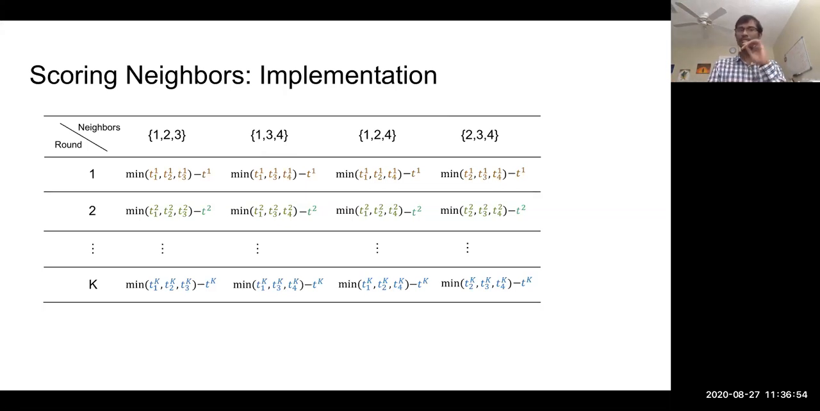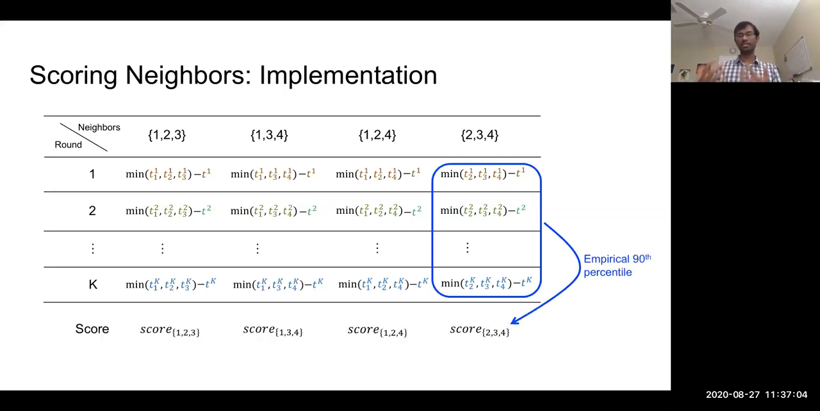Okay. And notice now these are all normalized timestamps. These are not absolute timestamps anymore. And once we have this new table, the score function for a particular subset of neighbors is simply the 90th percentile of that column. Now, this is the algorithm, and once we have the score, we are then going to do what I described before. We are going to retain the good neighbors, and then we are going to disconnect from the bad ones, and we are going to connect to additional neighbors for exploration, and so on.